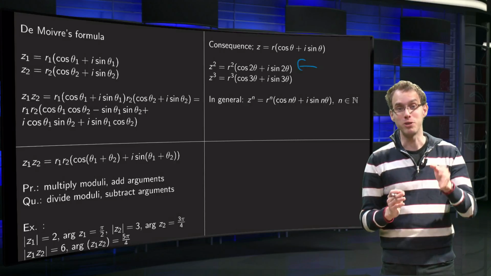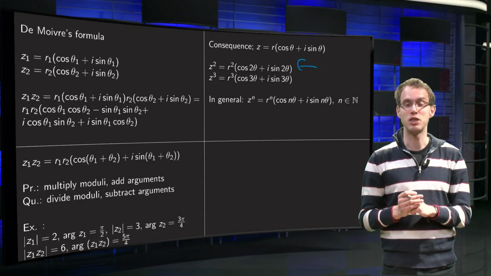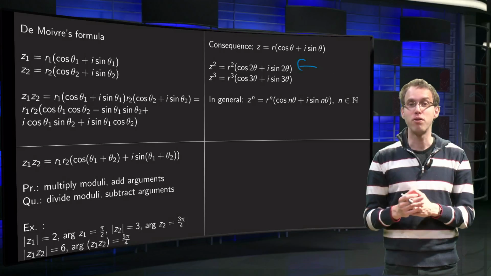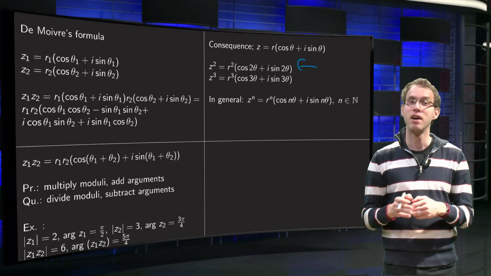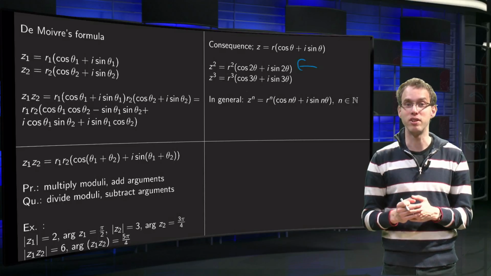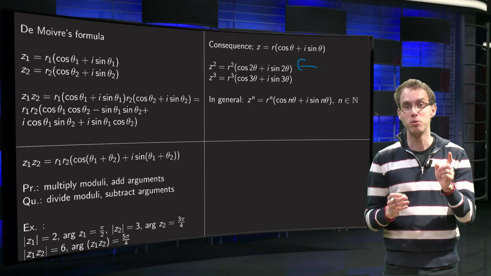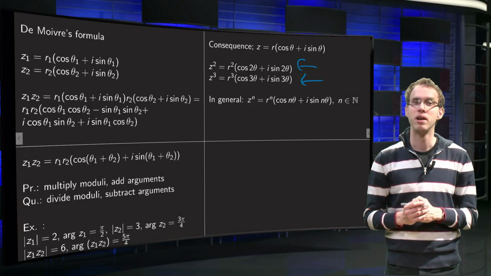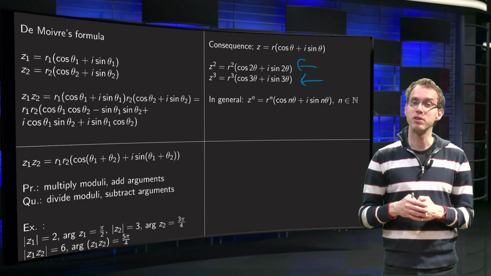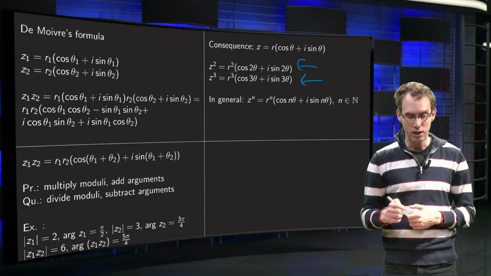What happens now if we compute z cubed? Well, z cubed equals z times z squared. The polar form of z squared has modulus r squared and argument 2 theta. We multiply that with the complex number with modulus r and argument theta. So our new modulus will be r cubed and our new argument will be 2 theta plus theta equals 3 theta. So there we are. And we can go on and on with this argument for any natural number. We can compute z to the power n, and you see what happens.